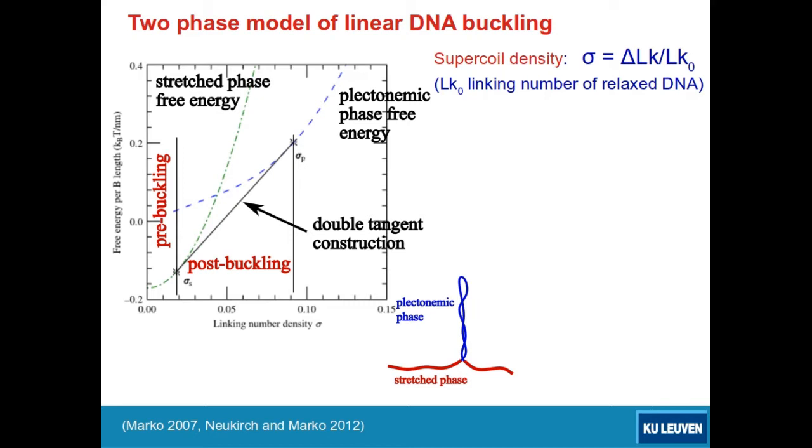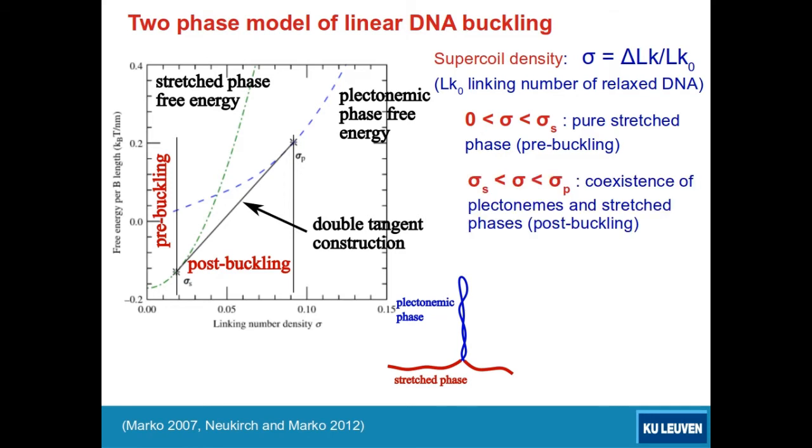Instead of delta Lk, it is convenient to use here the supercoiling density sigma, which is an intensive quantity proportional to delta Lk. The inputs of the two-phase model are the free energies of the stretched and of the plectonemic phases, shown here as dashed lines as a function of sigma. At small sigma, the free energy of the stretched phase is smaller than that of the plectonemic phase. At large sigma, the opposite happens. At small sigma, the free energy minimum corresponds to a pure stretched phase. This is the pre-buckling regime.